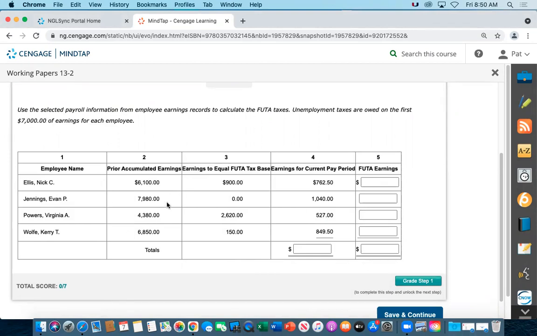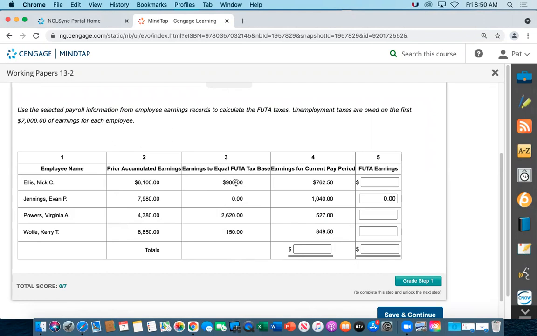We have a column here that says prior accumulated earnings. You already see that this one's over 7,000, right? Just by looking at it, you know this is zero, because there's nothing left up to 7,000. And you know this is zero. I might be telling you the wrong way to do it, but once I see zero here, I automatically know it's zero and I'm done with that worker.